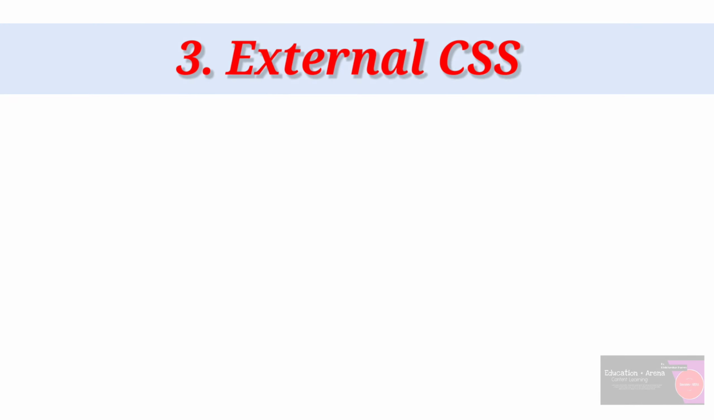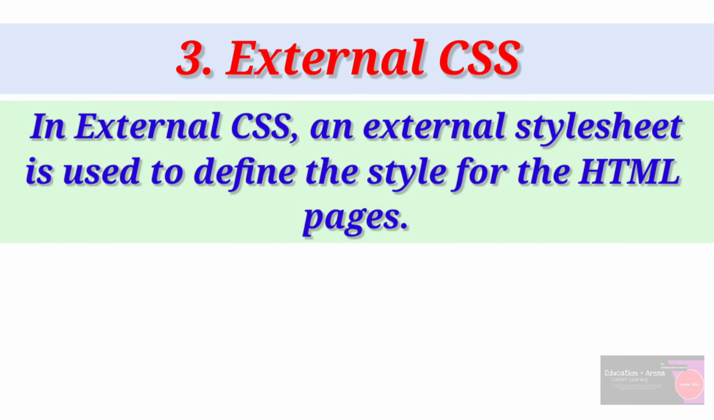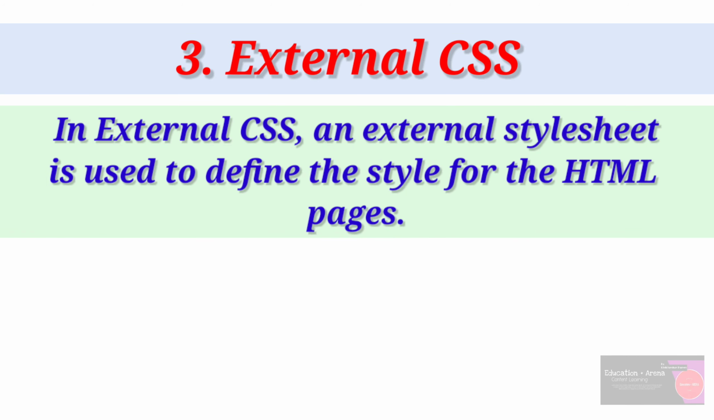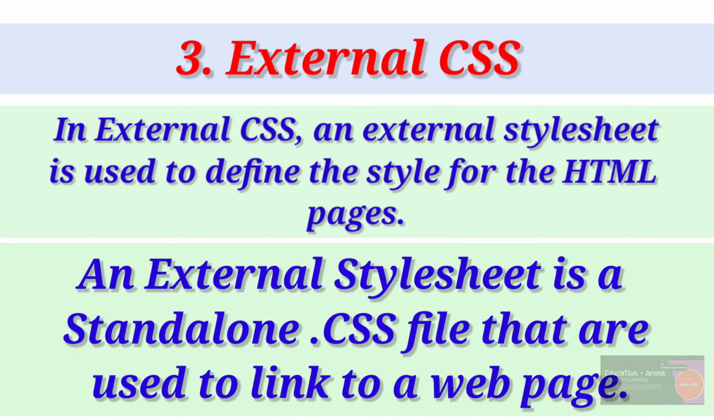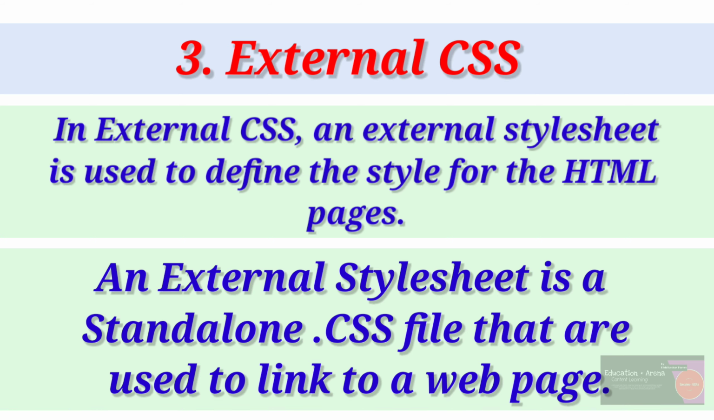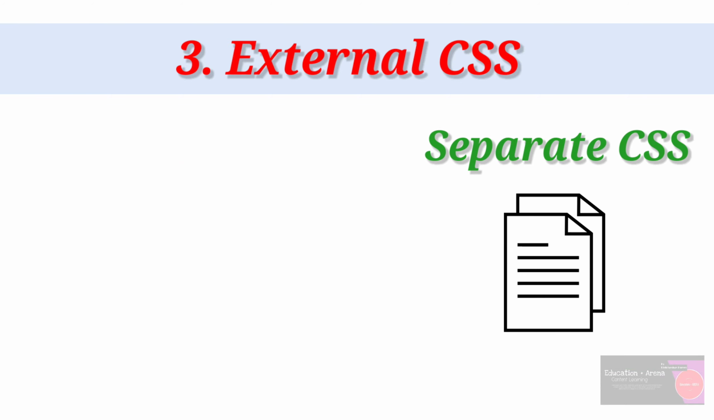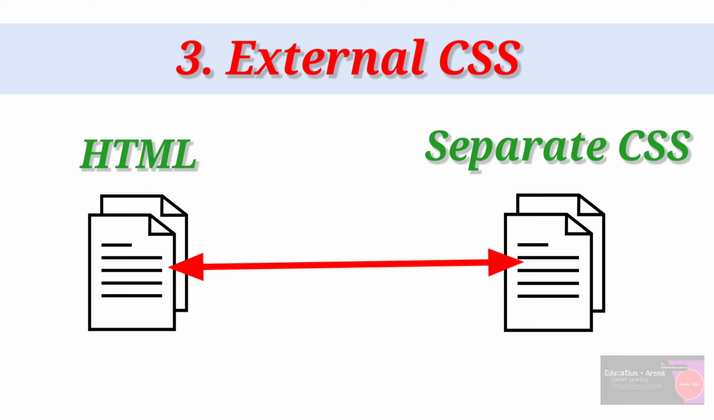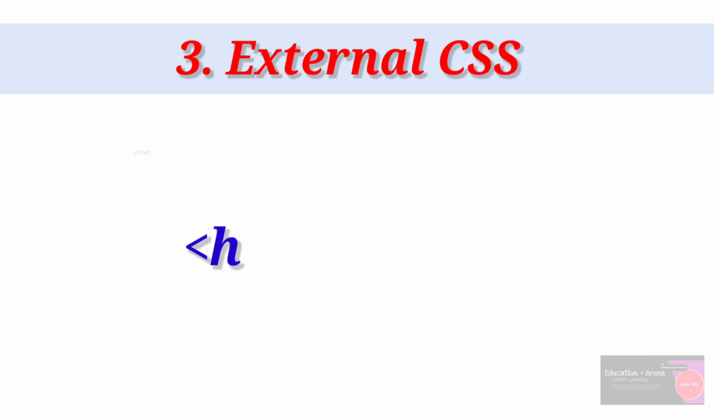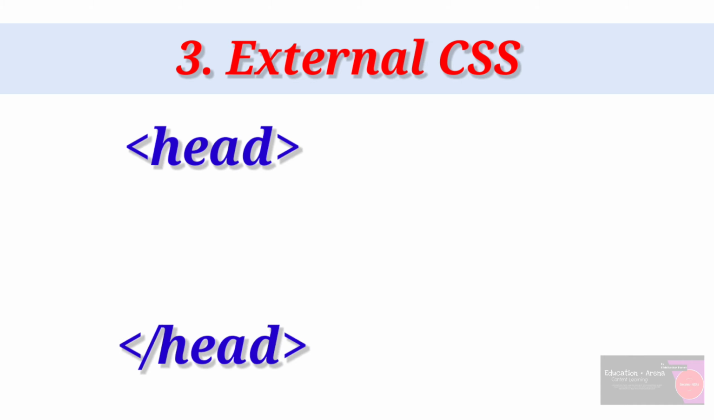Now the last one is external CSS. In external CSS, an external style sheet is used to define the style of the HTML page. Now what is this external style sheet? An external style sheet is a standalone .css file that is used to link to a web page. It means a separate CSS file is created without any HTML code, and then this separate CSS file is linked to the HTML. The link of the separate CSS file is written in the head section inside the link tag.